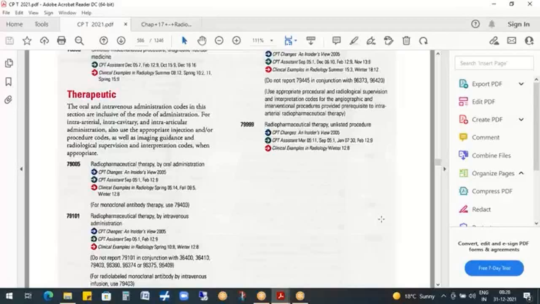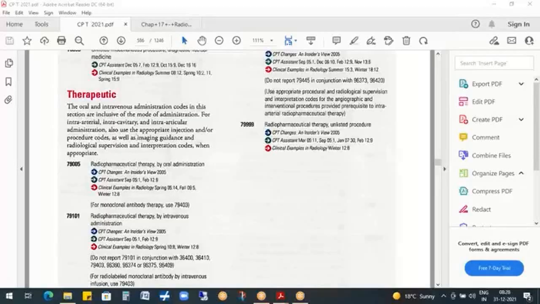If you see the first two lines, oral and intravenous administration codes in this section are inclusive of the mode of administration. If the drug is administered through oral or intravenous, do not code the administration code separately. It is included. Understood everyone? Then what type of administration do we need to code separately? If it is administered through intra-arterial, intracavity or intra-articular, we need to code administration separately.